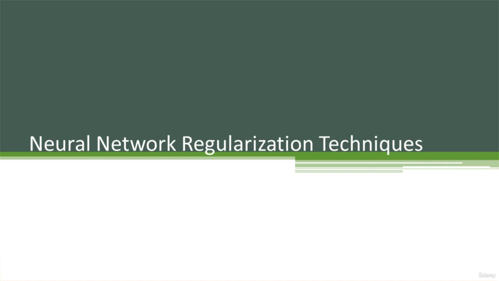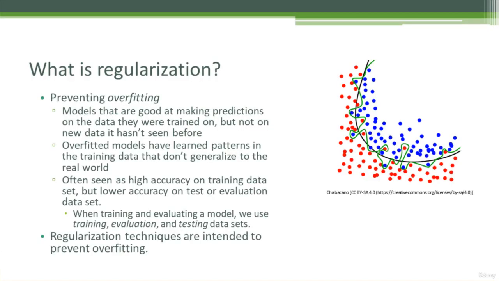Let's dive into regularization techniques in the world of neural networks. What is regularization anyway? Well, basically, regularization is any technique that is intended to prevent overfitting. What is overfitting? Well, if you have a model that's good at making predictions on the data it was trained on, but it doesn't do so well on new data that it hasn't seen before, then we say that that model is overfitted. That means that it's learned patterns in your training data that don't really exist in the general sense in the real world.